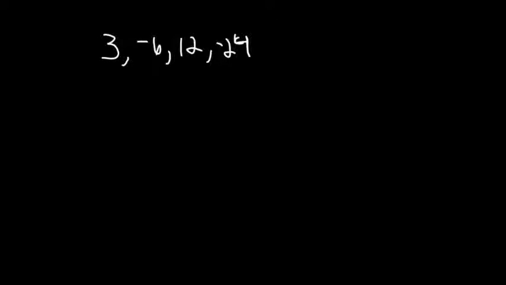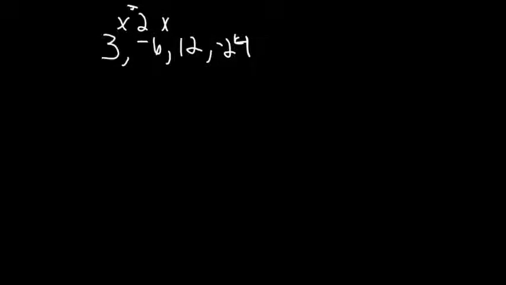Alright, so I got 3, negative 6, 12, negative 24. So you can see I'm obviously multiplying here because the numbers aren't going up by just 3 each time. So what am I multiplying here? To get from 3 to negative 6, 3 times 2 is 6, and then a positive and negative make negative. So I'm multiplying by negative 2.